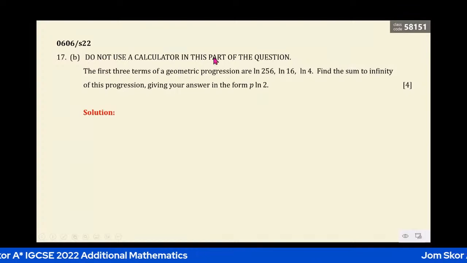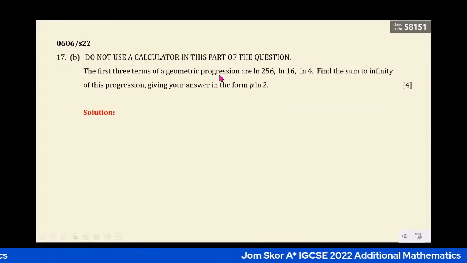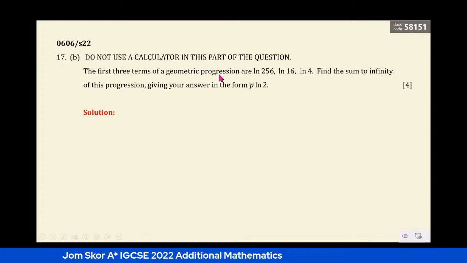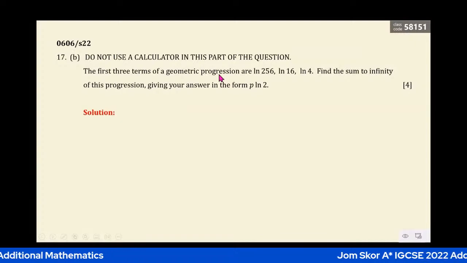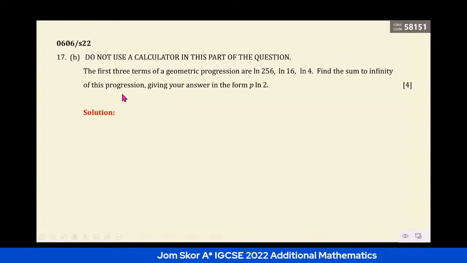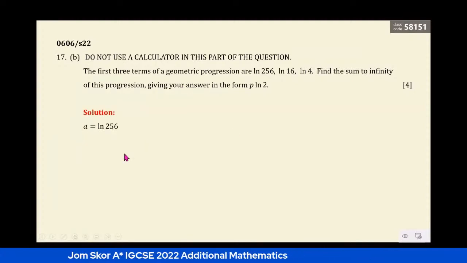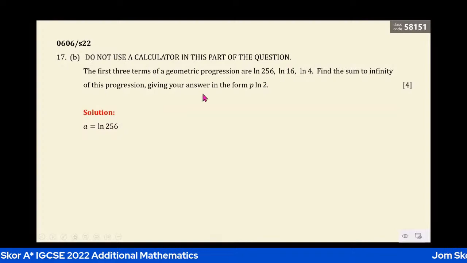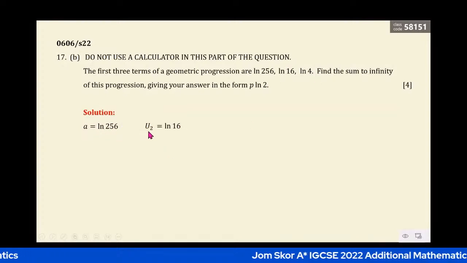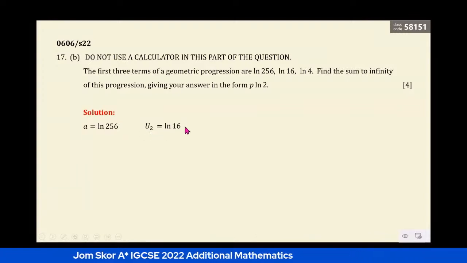Alright. So this is geometric progression. Bila geometric progression, ingat mesti ada A, mesti ada common ratio. Okay, so nak cari common ratio, T2 divide by T1 ataupun T3 divide by T2. Okay, next the question asks you to find the sum to infinity. Okay, so we list down first. What is your A? A is ln 256. Okay, nak cari R. Okay, U2 ni T2, ln 16 adalah second term.